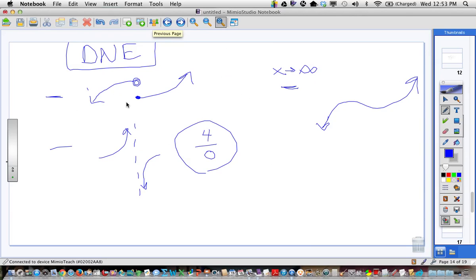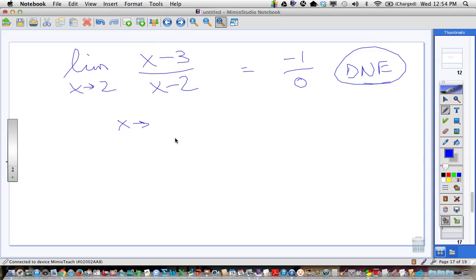So on the left, it must be doing like an infinity thing or a negative infinity. Maybe they're both going to infinity. Maybe they're both going to negative infinity, one or the other. It doesn't matter. There's infinity involved somehow whenever you get this number over 0. So it does not exist. We've got to check the left and the right. So we go to 2 from the left, and we go to 2 from the right. The way we do that is we think of numbers just left of 2, like 1.999.